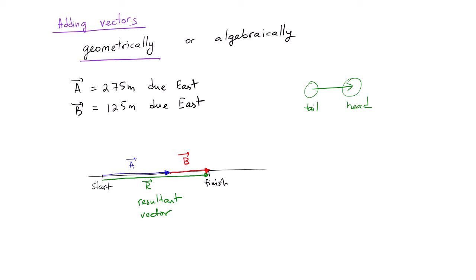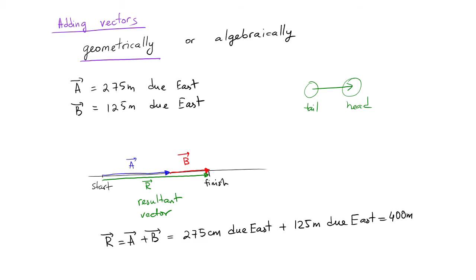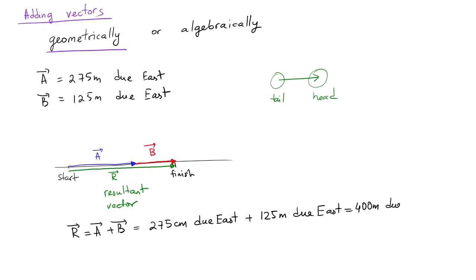Now if you want to write down this addition mathematically, you would say the resultant vector equals vector A plus vector B equals 275 meters. Watch out, because it's a vector, you have to put the direction, due east, plus 125 meters due east. So our resultant equals 400 meters due east.